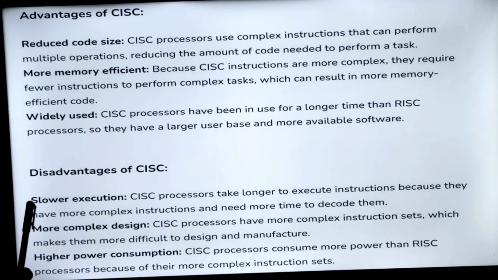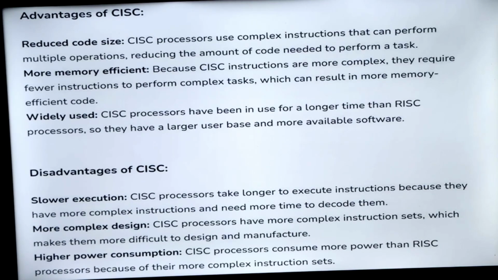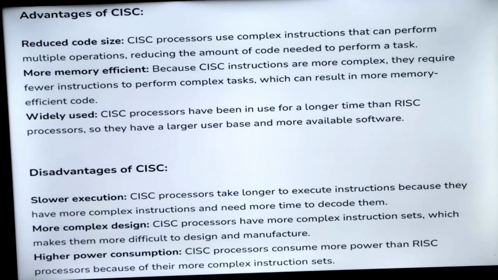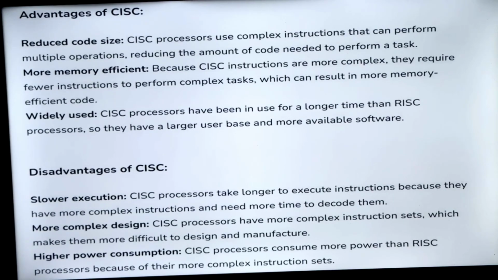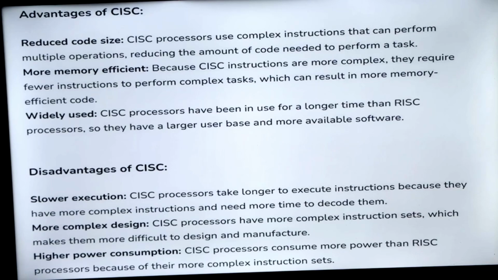Let us see. First one is slower execution. Why am I saying slower execution? A few minutes back I told you, in CISC I cannot say that to execute one instruction it will take only one clock cycle. No, it may take more than one clock cycle also, right? That means overall if I want to execute a single instruction, then in CISC it may take longer than other architectures which we will discuss.